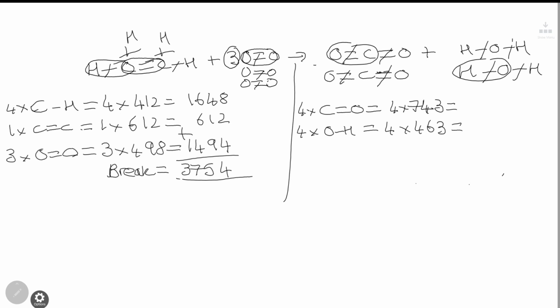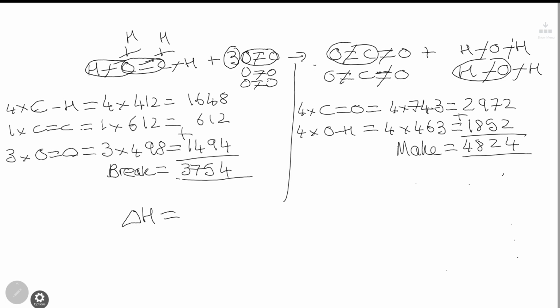So we multiply these up, so the 4 times the 743 gives us 2972, and the 4 times the 463 gives us 1852. We add these 2 values together. 2972 plus the other one is 4824, and that is the amount of energy that is given out when we make these bonds. So like before, we work out the overall energy change, and it is the amount of energy required to break the bonds, take away the amount of energy to make. So the left take away the right. 3754 minus 4824, and that gives you a value of minus 1070. Again, that is in kilojoules per mole.